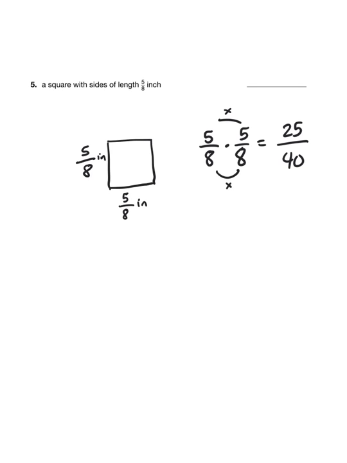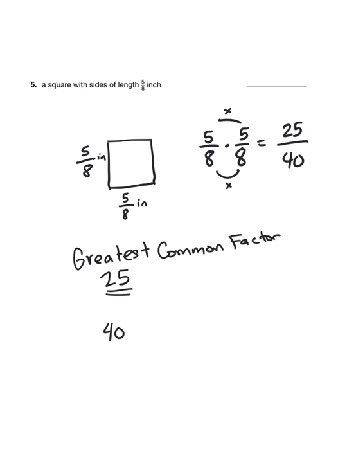Okay. So now when we're talking about simplifying, what we need to do is look at our numerator and our denominator and find out what factor they have in common. We're going to find the greatest common factor for 25 and for 40. Now remember, factors are numbers that you can multiply together to get a product. So factors for 25 are 1, 5, and 25.